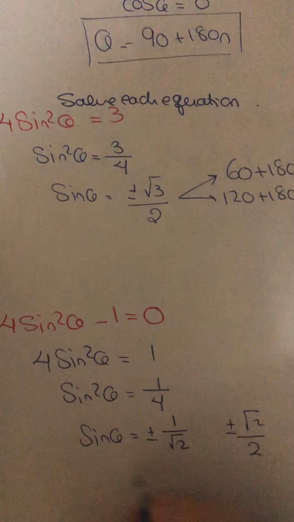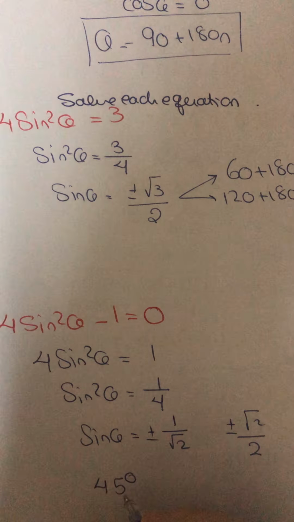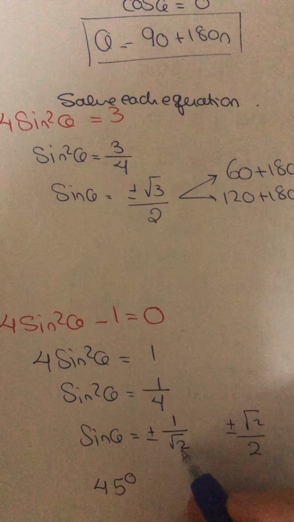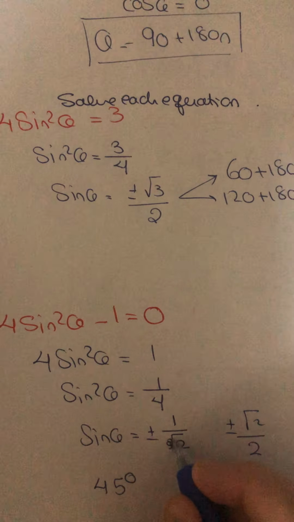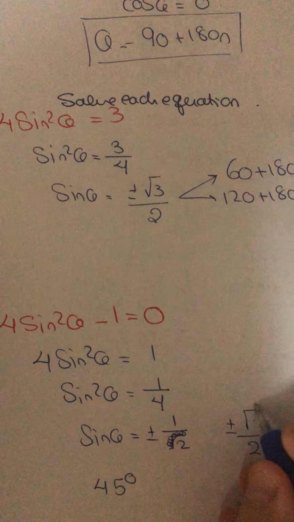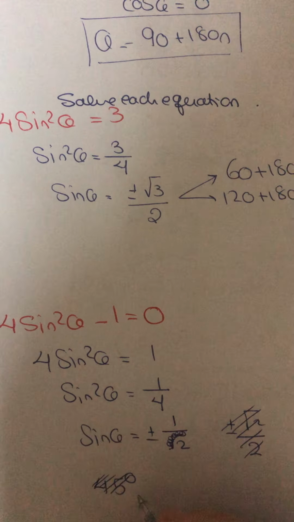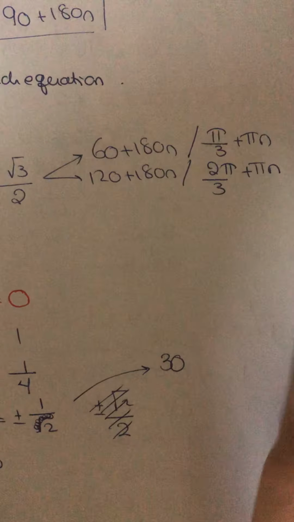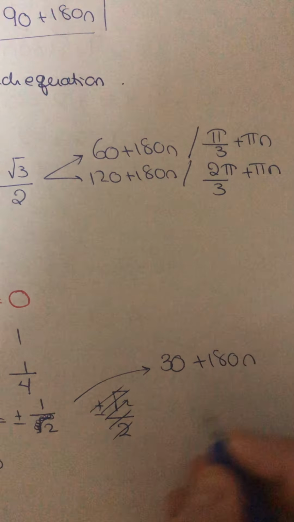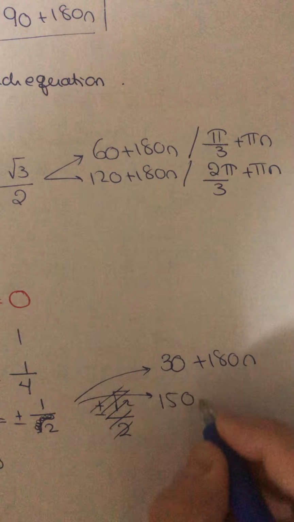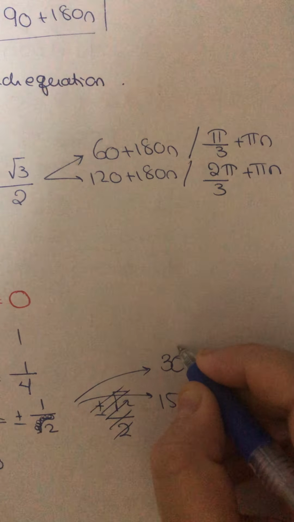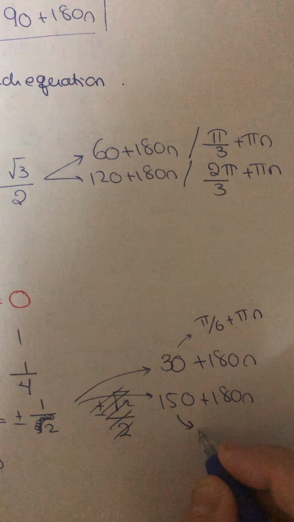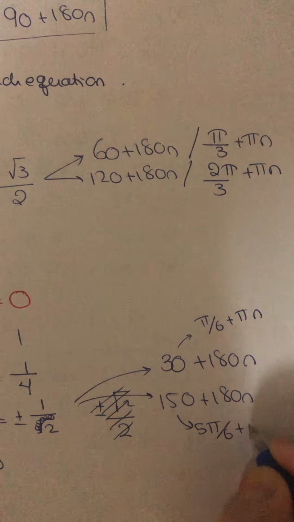Anyway, I can write the answer as 45 degrees. 1 over, not root of 2, I'm sorry, 1 over 2. Root of 4 is 2. So positive or negative 1 over 2, and this happens at 30 degrees, and comes again after 180n, and it happens at 150 degrees plus 180n, or you can write this as pi over 6 plus pi n, and this one as 5 pi over 6 plus n pi.